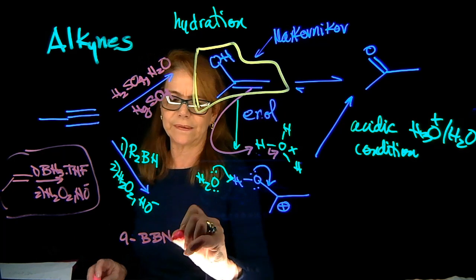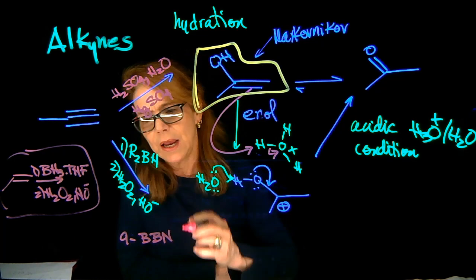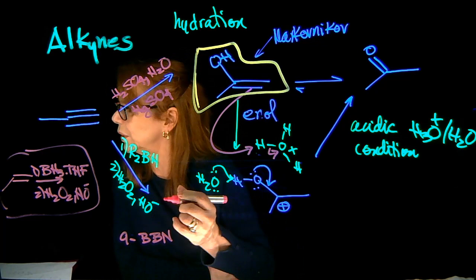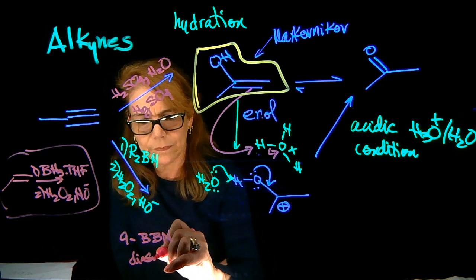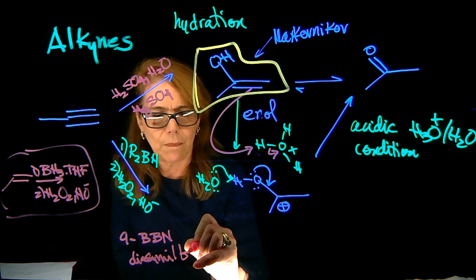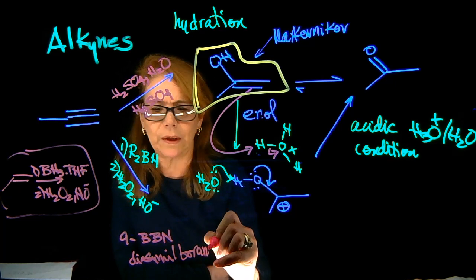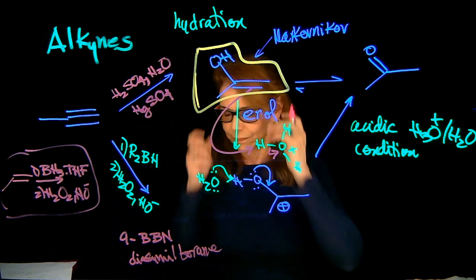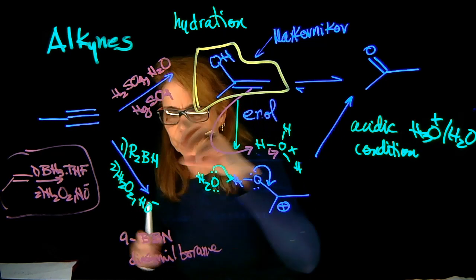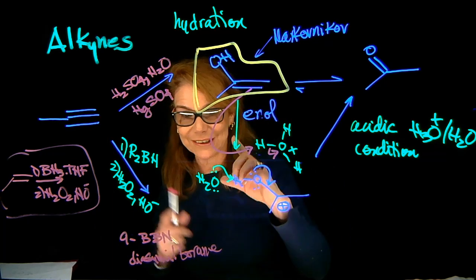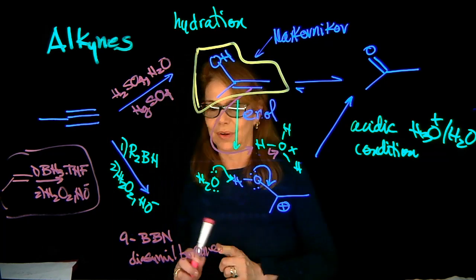That is a bicyclic structure, really large. And we also use disiamylborane, meaning it is two isoamyl groups on the sides. Two R groups, large. So we'll add only one hydrate to the double bond.